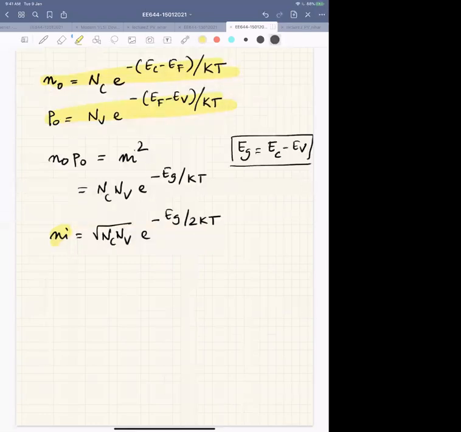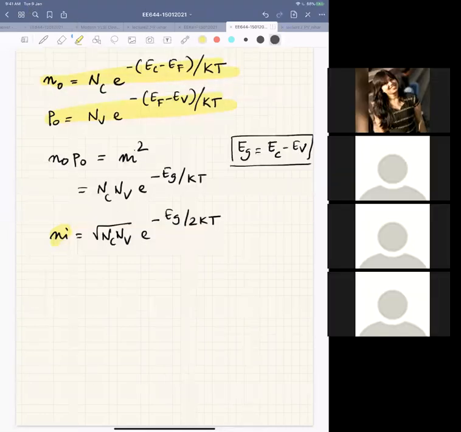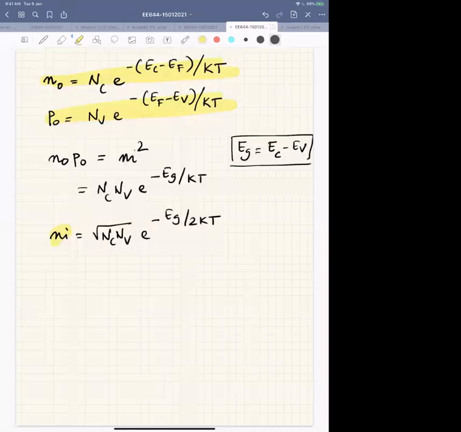Towards the end we also discussed that the intrinsic carrier concentration will depend on the band gap, right? If the band gap is lower, you will have higher intrinsic carrier concentration, and vice versa. So this part we discussed in the last class. I hope everything is clear.